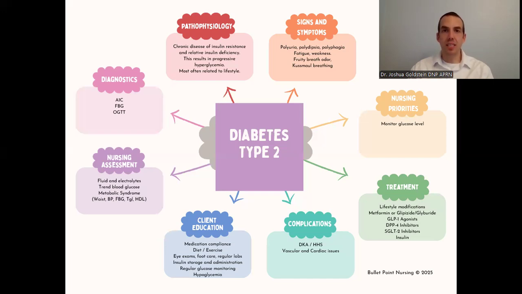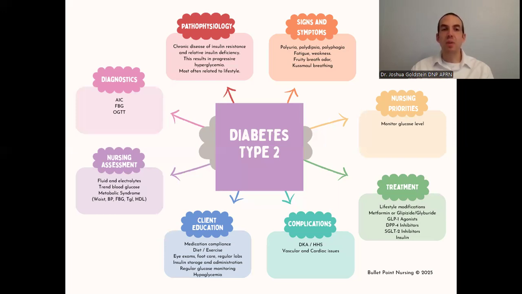DKA is diabetic ketoacidosis. It's one of the complications of diabetes type 2. And we have a separate video on DKA and HHS. But fruity breath odor and Kussmaul breathing may be on a test as an assessment of what should the nurse be concerned about with those findings. And the answer there would be diabetic ketoacidosis.